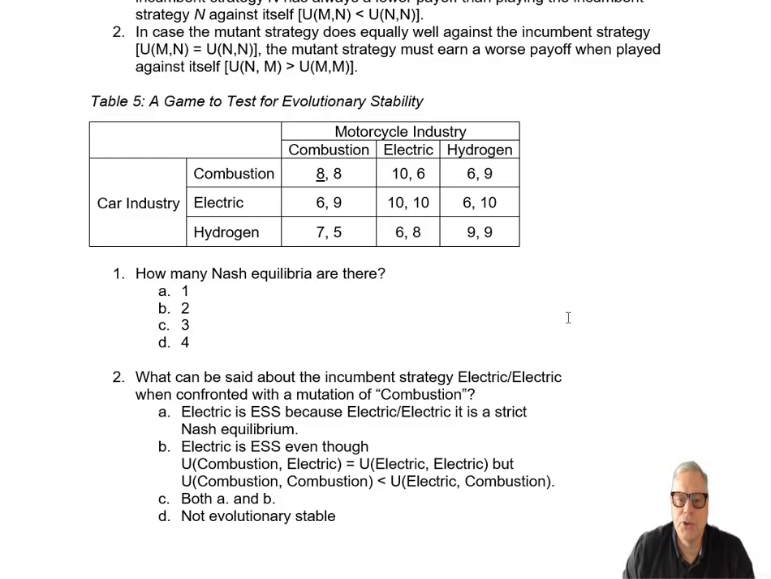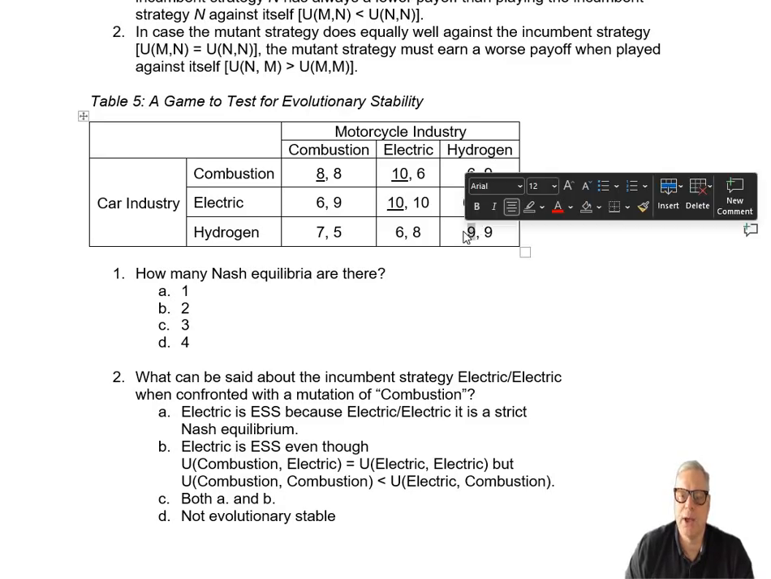And if the car industry thinks that the motorcycle industry pursues electric, shall the car industry go with combustion? Yeah, that's 10. But also electric, that's also 10. So here we have the idea of weak dominance. And if the car industry thinks that the motorcycle industry goes for hydrogen, okay, then there's only one best response, which is to go also for hydrogen.